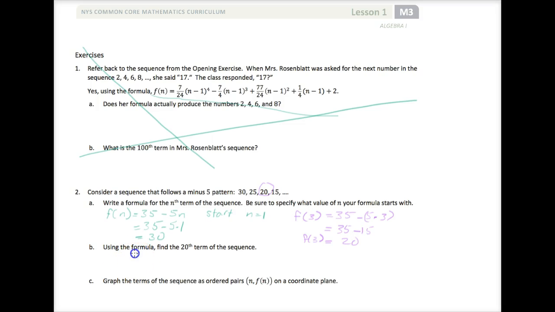All right, well, we're going to do the same thing we've been doing. F of 20 is going to equal 35 minus 5 times the value of n we've chosen for this one, which is 20. And we get 35 minus 100. So we can conclude that f of 20 is negative 65. That seems reasonable. We're going down by 5 each time. If we're going to do it 20 times, we're going to go far down. So we like this answer. It's a reasonable choice.